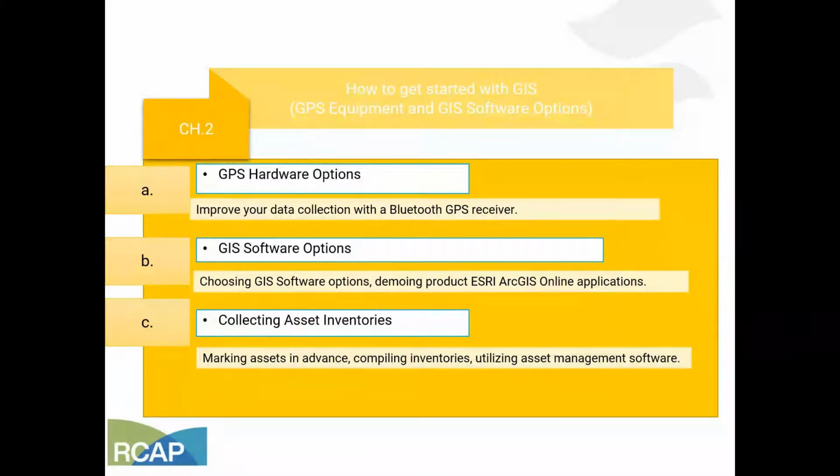And then we're going to talk about collecting asset inventory. So really the first step in GIS, the first thing you're going to do if you have some of this equipment and you have the software, is to get that full, complete inventory, to know what you have in the system. That's really the baseline. That's the bottom of the pyramid when you're talking about GIS, is having that full, accurate, complete inventory.